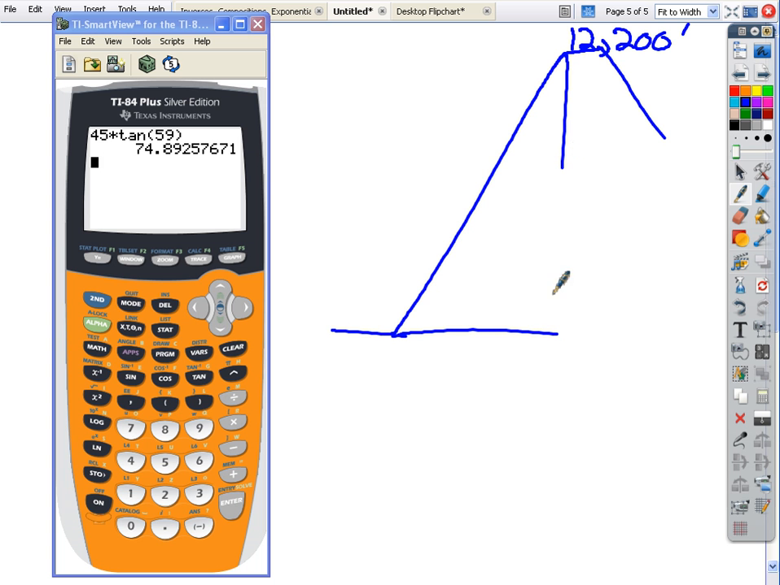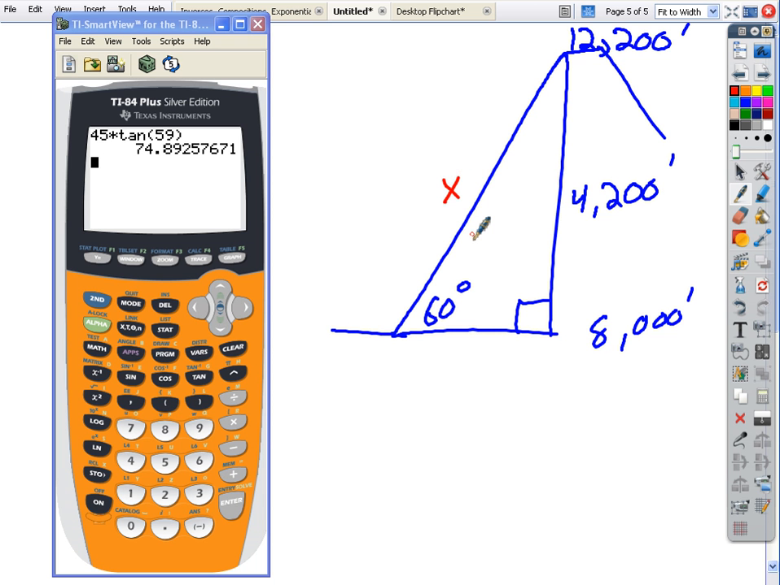So there's our right triangle, right? Now we said 60 degrees. We said that the bottom of this thing is at 8,000 feet. So what's the elevation gain between the top and the bottom? 4,200, okay? 4,200 feet, right? And what we're trying to find is the hypotenuse, right? How far are we going to walk? Let's call that distance x, how about? That's the unknown.